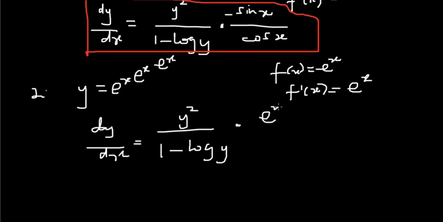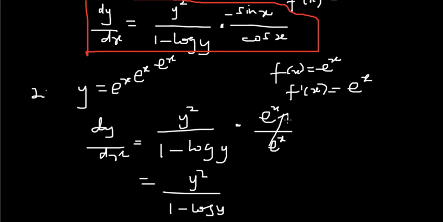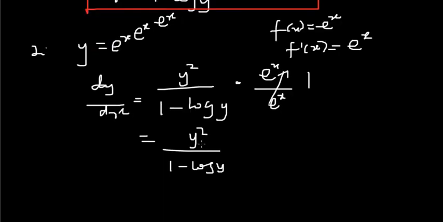So we have e exponent x, and then you divide that by your f of x, which is also e exponent x. So from here you could simplify this as y squared over 1 minus log of y as your final answer, because this will just give you 1. Multiplying this expression by 1 will be the same as y squared over 1 minus log of y.